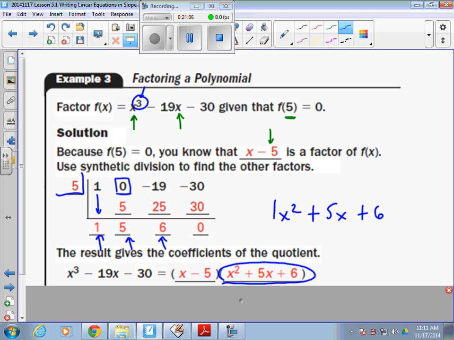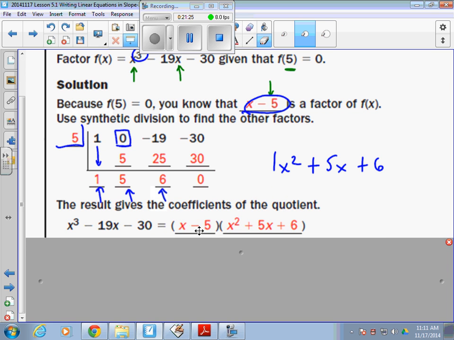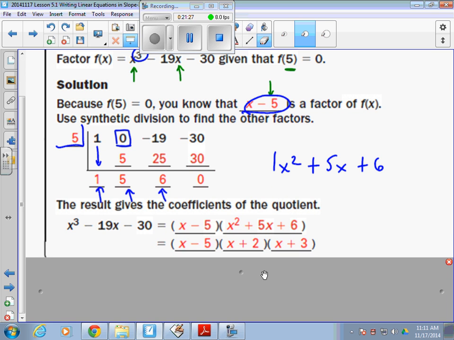When you multiply that times this one, x minus 5, it will give you x to the third minus 19x minus 30. So what we're doing is division. Multiplication and division are inverses of each other. Division is multiplication backwards. So right here you have x minus 5. Then all you have to do is factor out this trinomial right here.